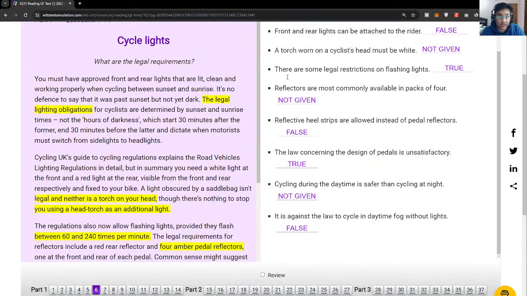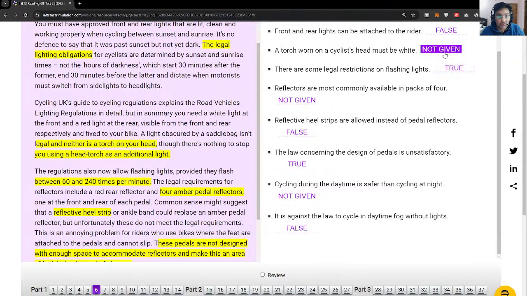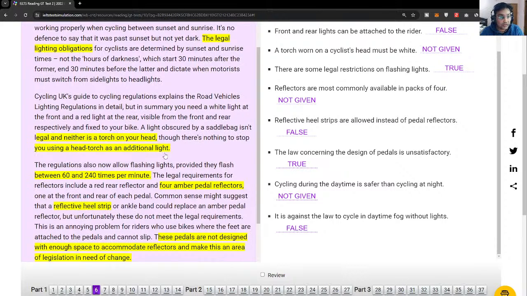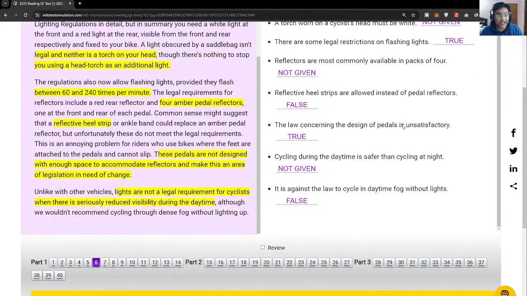A torch worn on a cyclist's head must be white. No. It has no mention of that. It's not given. There are some legal restrictions on flashing lights. Regulations allow, provided they flash, so this is a requirement, this is a restriction. True. Reflectors are most commonly available in packs of 4. No, you need 4, but we don't know if they are available in packs of 4, so it's not given.